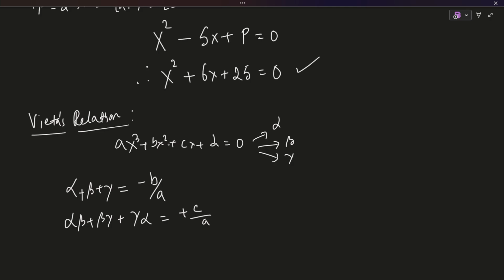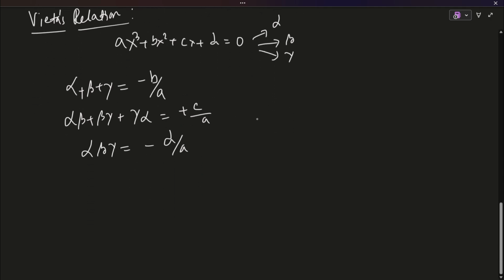So you basically keep going in a descending order of powers of x, take their coefficients, divide by the coefficient of the leading term, and alternate between the signs. And on the left hand side, you simply keep increasing the number of roots you take every time. Now, three at a time: alpha, beta, gamma. This should be minus d by a. And this process can be followed for any degree polynomial. It could be an nth degree polynomial, a 10th degree polynomial, anything. Vieta's relations would remain the same.